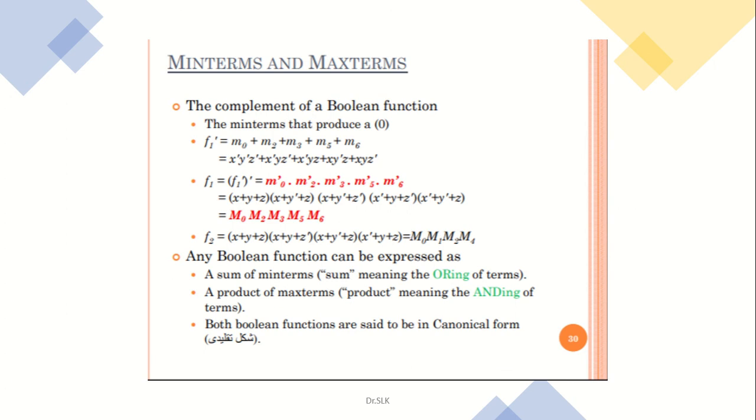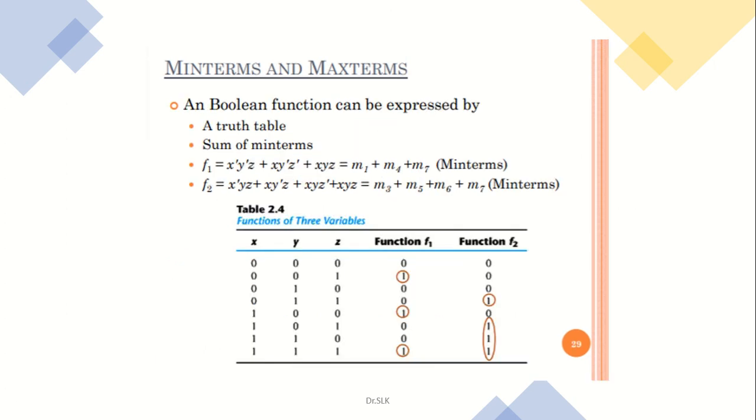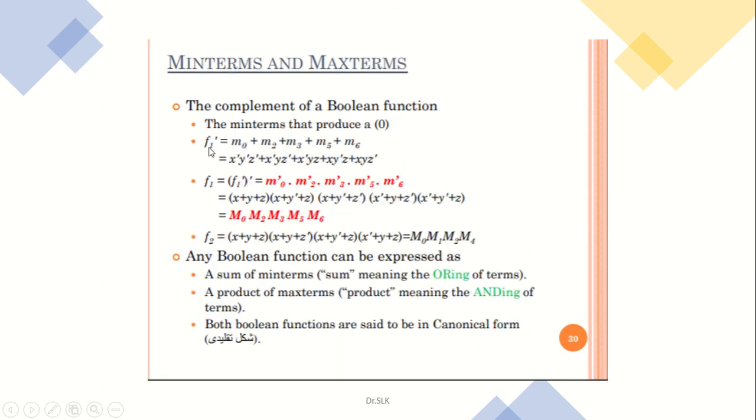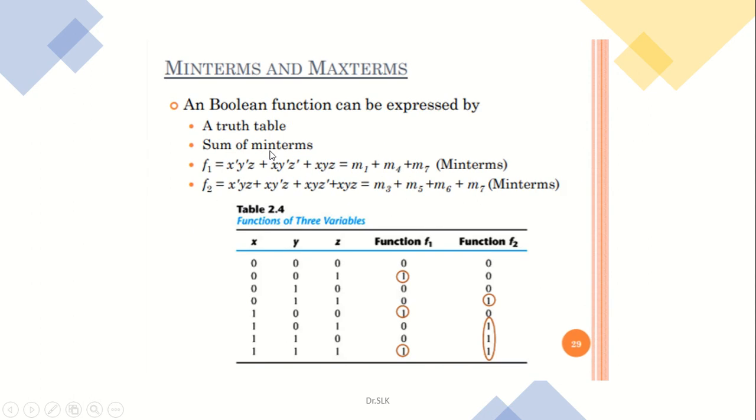So now the complement of a Boolean function. The min terms: f1 is written for the values for which it is giving the value 1, and f2 is written for the values for which it is giving the value 1. F1 bar means it should be the values for which it is giving zeros. That means x bar y bar z bar, and x bar y z bar, and x bar y z, and the next one x y bar z, and the final one x y z bar.